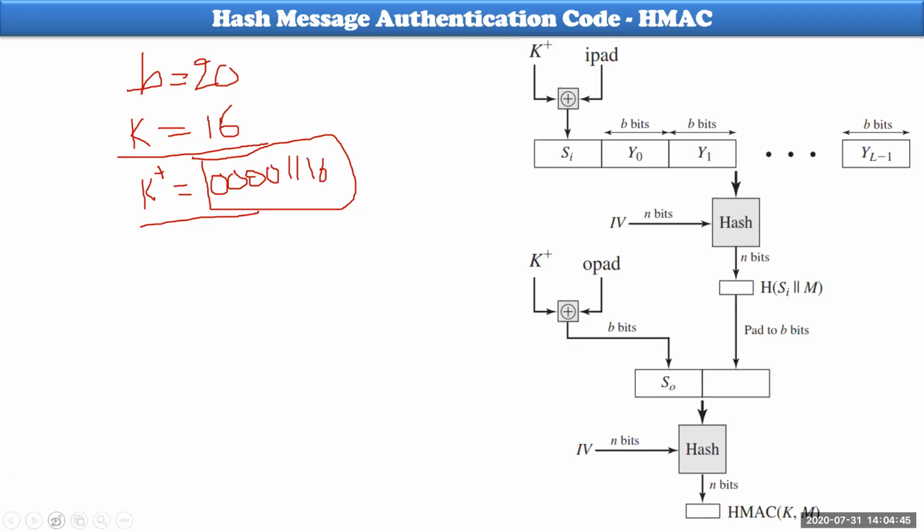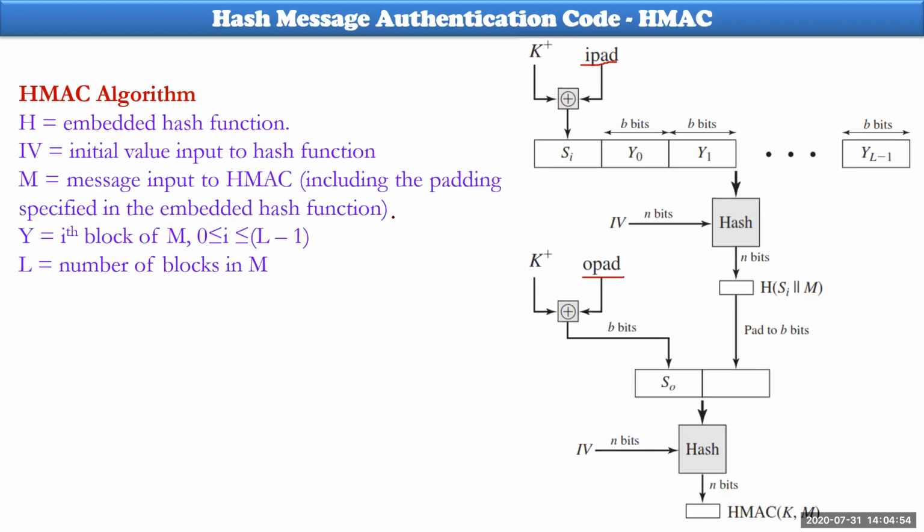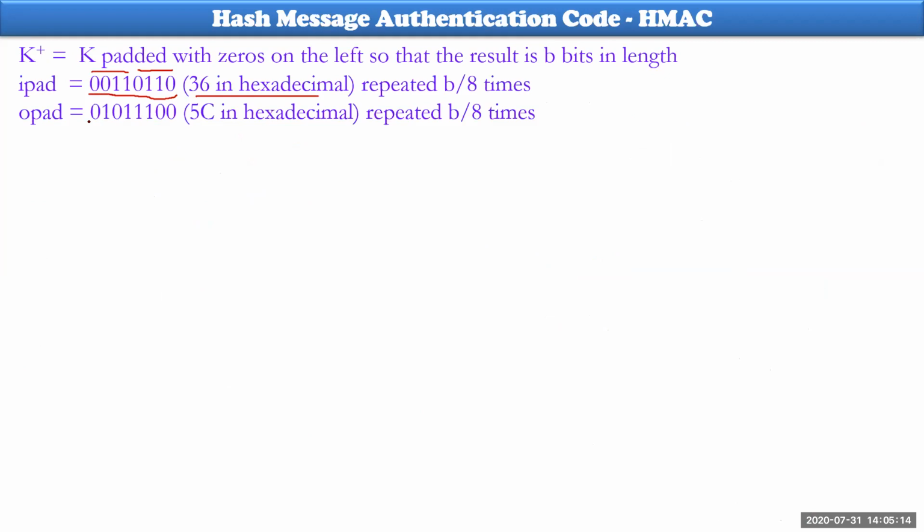Secondly, you need to consider iPad and OPAD. So let me take this particular thing. What are the iPad value and the OPAD value here? This is the iPad value: 36 in hexadecimal, 0011 0110, that is 3 and this is 6 here. And OPAD is 5C, so 0101 and 1100. So this is 5C in hexadecimal.